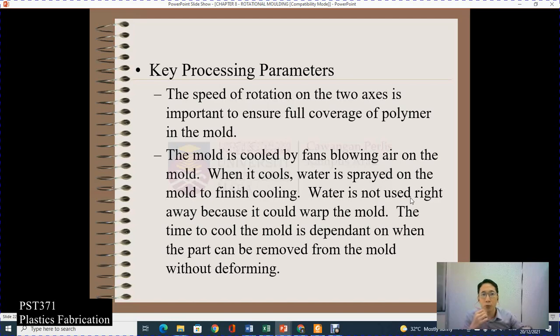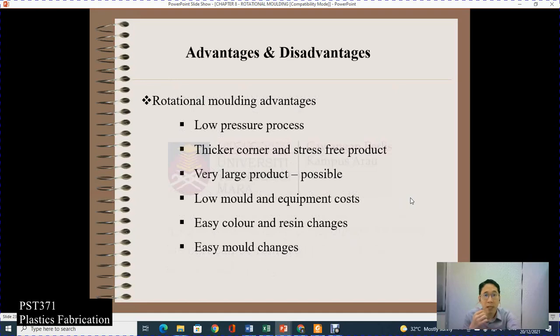So you don't want to introduce water spray immediately after you remove the mold from the heating station, because it will harm or warp your mold, and at the same time the material will start to shrink rapidly, producing more defects in your final parts. The time to cool the mold depends on when the part can be removed from the mold without deforming.